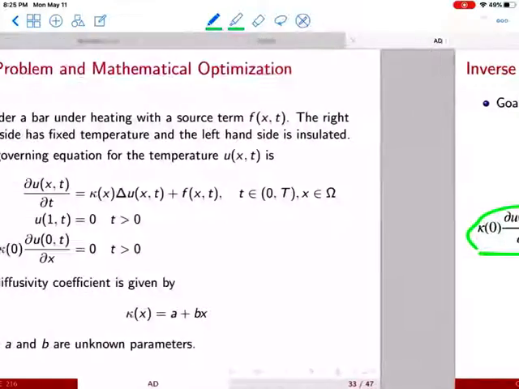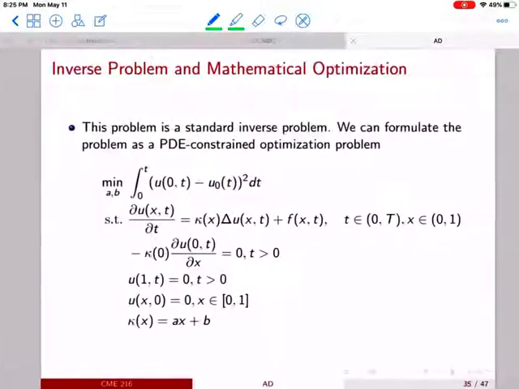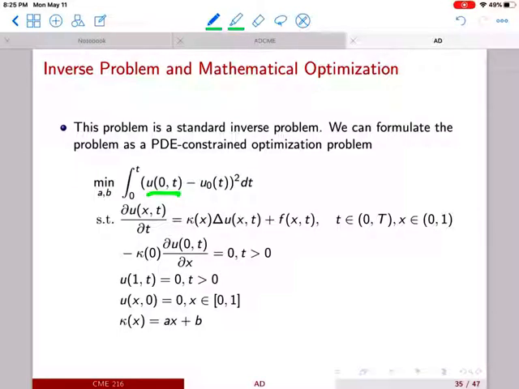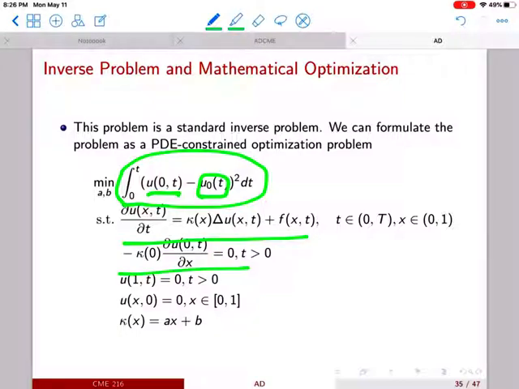The mathematical problem is actually pretty direct: you want to minimize the discrepancy between your hypothetical temperature and your observation, u_obs. This is formulated as a PDE constrained optimization problem, where your objective function is the discrepancy between your hypothetical temperature and the actual temperature you observed. The constraint is the PDE system, where the governing equation is the heat equation, and you have the left boundary condition and the right boundary condition, and also the initial condition, which we assume is 0 everywhere. And kappa has this form: kappa(x) equals a plus bx.